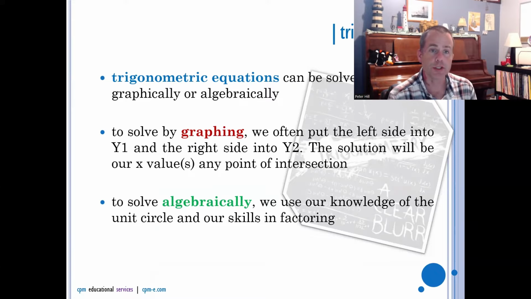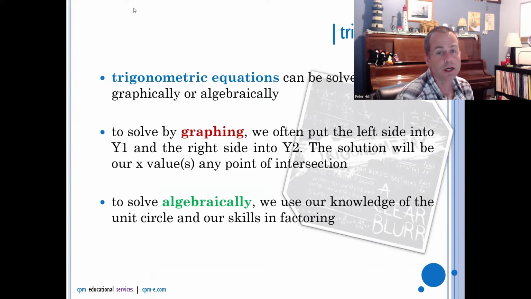Okay, so trig equations. Trigonometric equations can be solved graphically or algebraically. To solve graphically, usually what we're going to do is put the left side into y1 and the right side into y2. Then the solution will be our x values of any point of intersection that you see. Fun thing with trig is you often have multiple solutions because these graphs, just like we talked about in the last video, these graphs are cyclic, right? So if I have a particular intersection here, I'm going to see it again a period away from there and a period away from there and a period away from there.